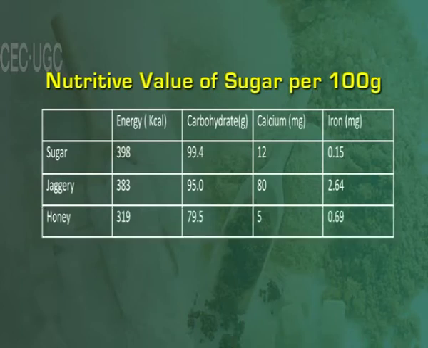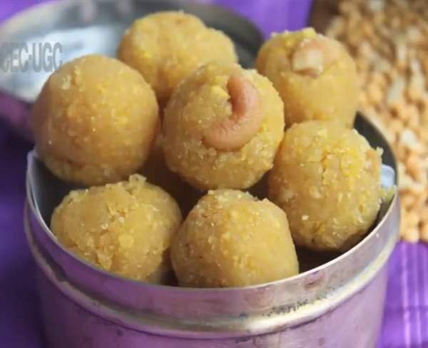And honey gives 319 kilocalories of energy per 100 grams, 79.5 grams of carbohydrate, only 5 milligrams of calcium and 0.69 milligrams of iron. So, among all the three, jaggery is considered a fair source of calcium and iron. Hence, usually the laddus made of jaggery are used in supplementation programs rather than sugar.